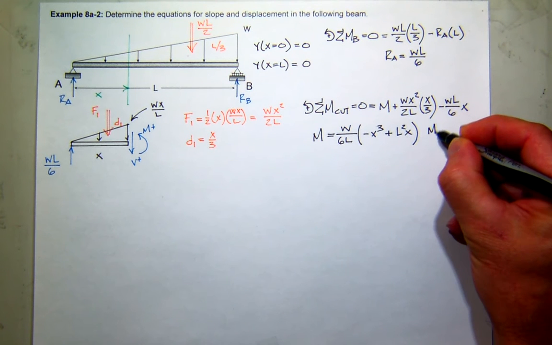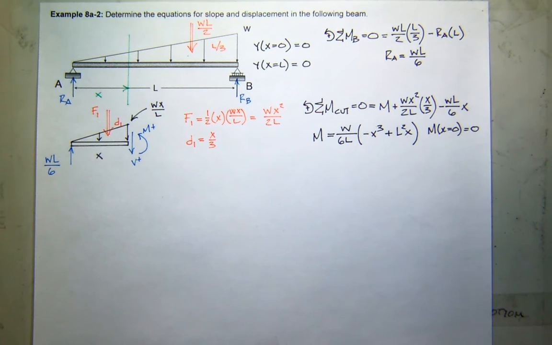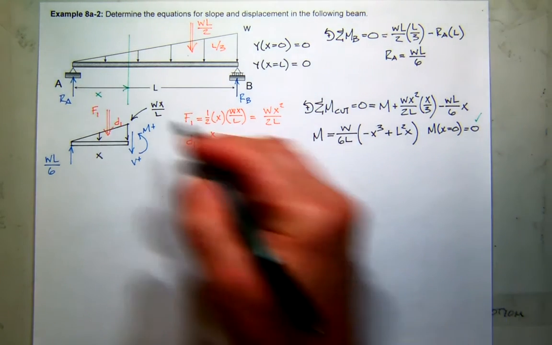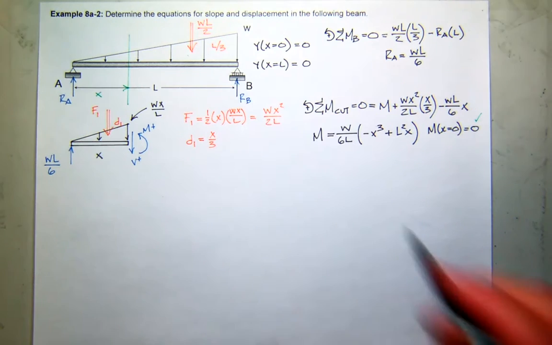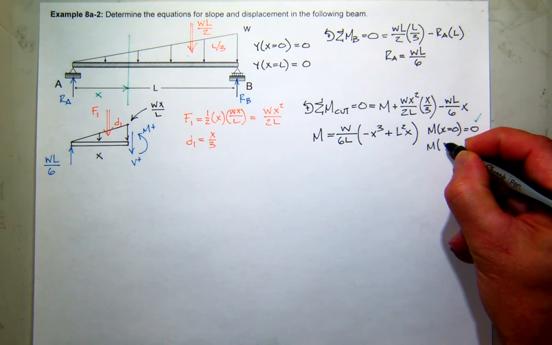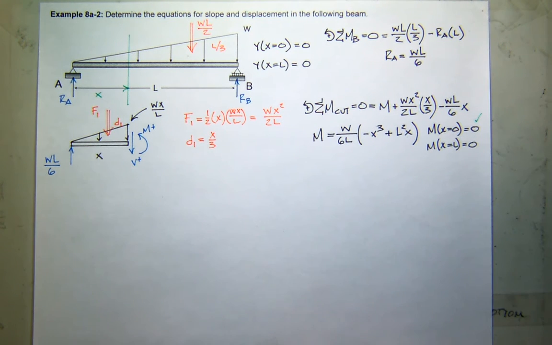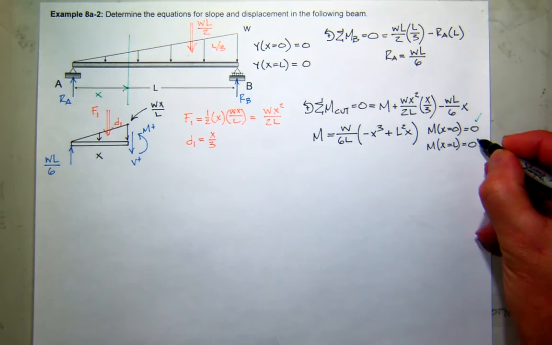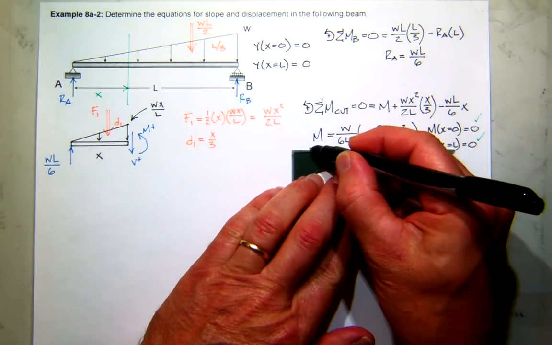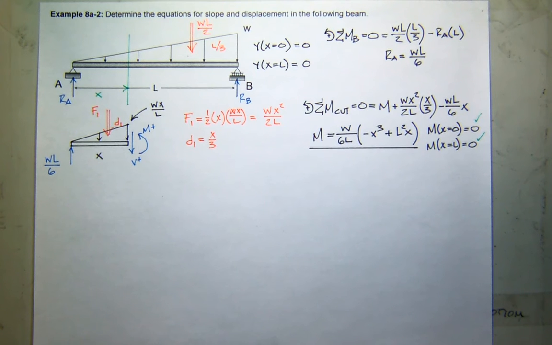Well, hopefully the moment at x equals 0 should be 0. So I put x equals 0, and that's right. And then over here at L, I should also get what? 0. So the moment at x equal L should also be 0. And if you put in L, what do you get? 0. Yay! So I'm feeling pretty good that maybe this equation is a good one. So now what do we do?